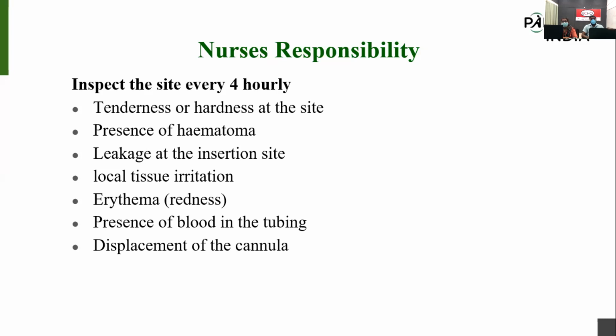Then whether local tissue irritation is present or not. Then whether redness or erythema formation is there or not. Then the presence of blood in the tubing, as we said. Then knowingly or unknowingly, any displacement of the butterfly cannula on the pricked site. These are all the things we need to inspect every 4 hourly. We need to ensure that. If we notice anything, we need to change the area.